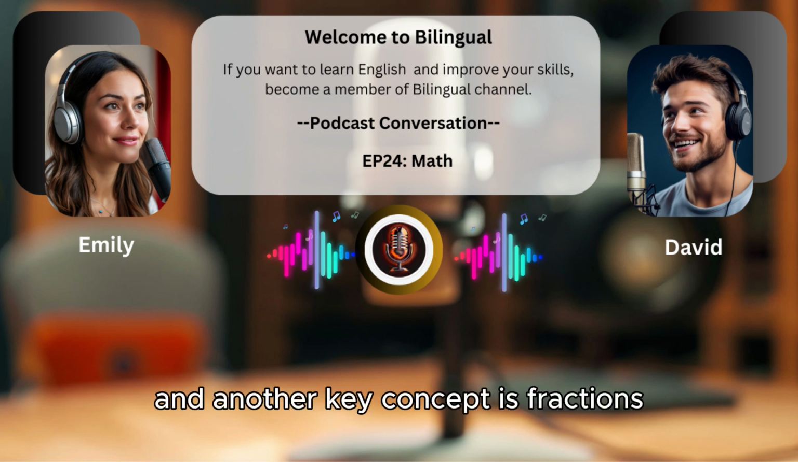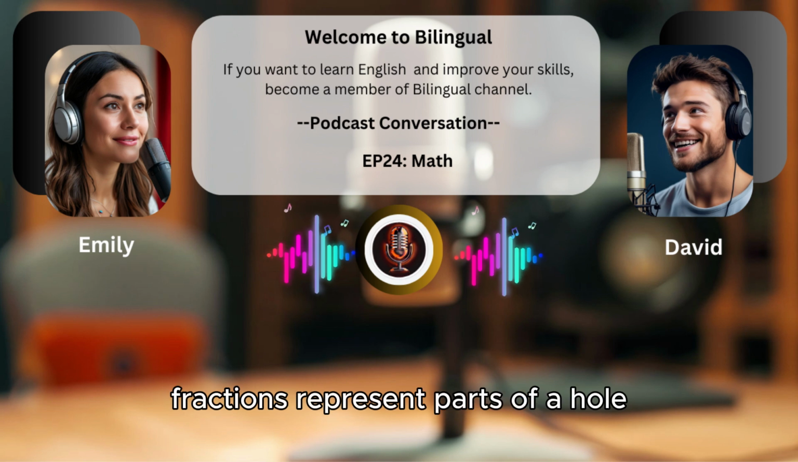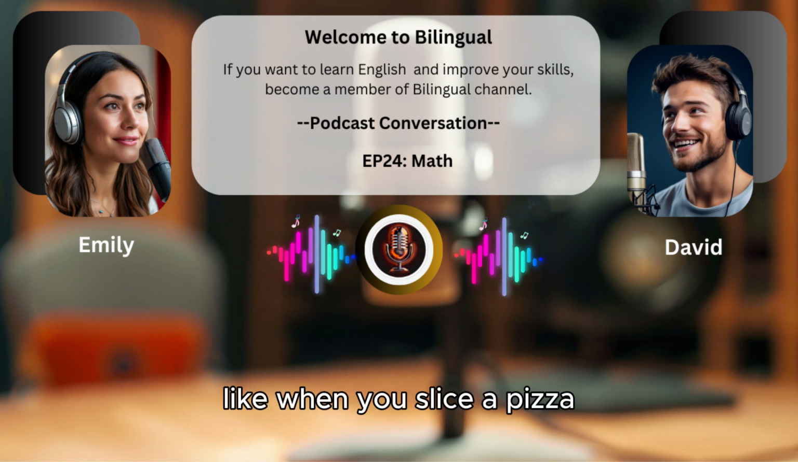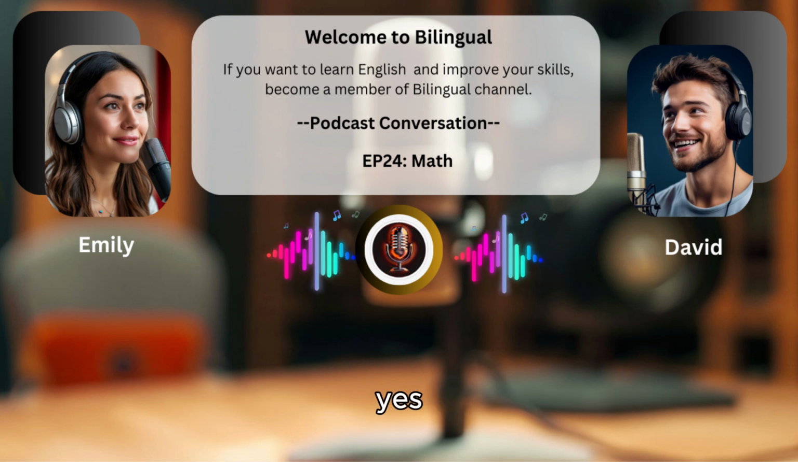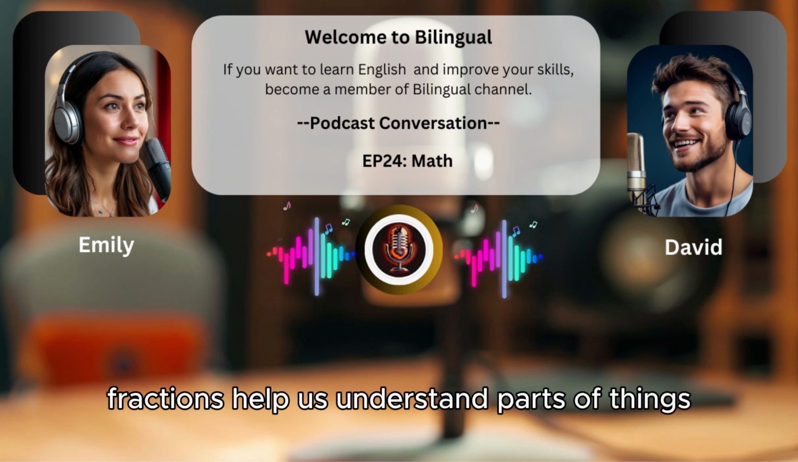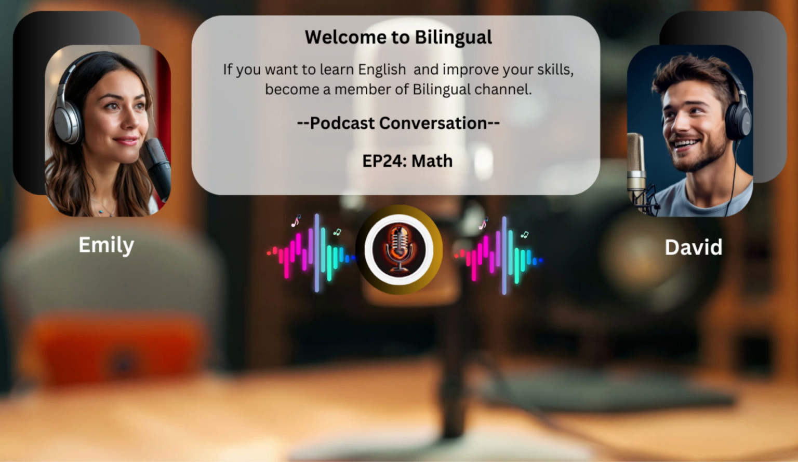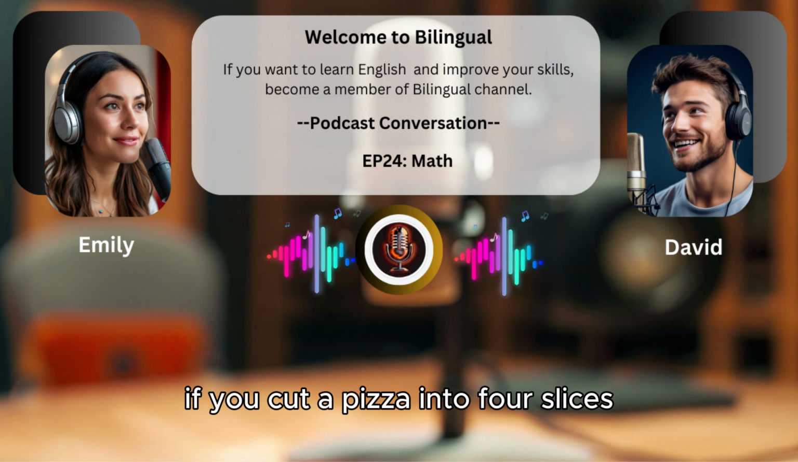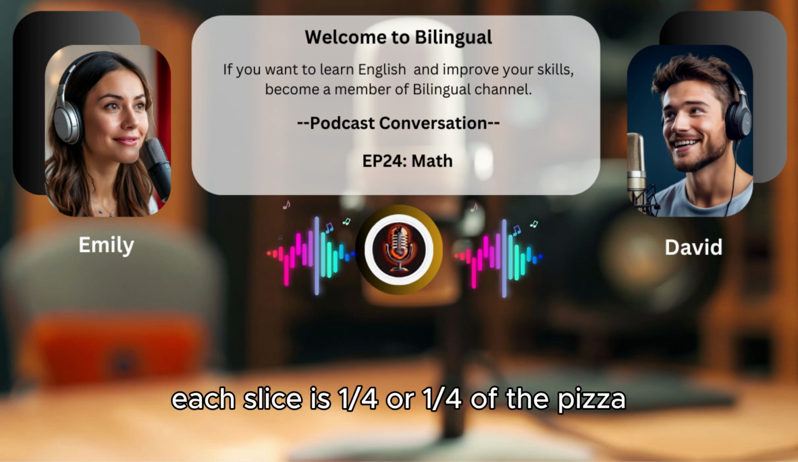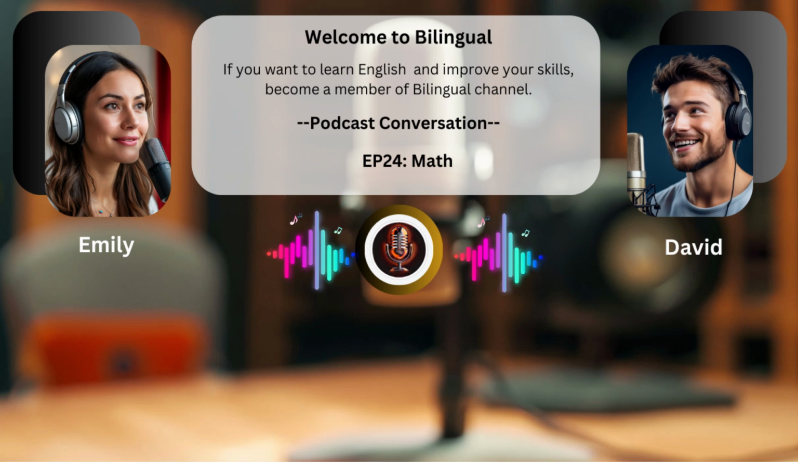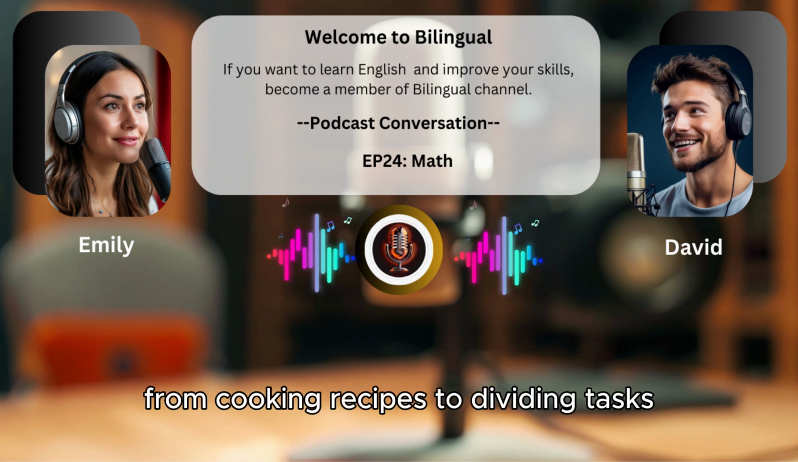And another key concept is fractions. Fractions represent parts of a whole, like when you slice a pizza. Yes. Fractions help us understand parts of things. If you cut a pizza into 4 slices, each slice is a quarter, or 1/4, of the pizza. Exactly, Emily. Fractions are everywhere, from cooking recipes to dividing tasks.